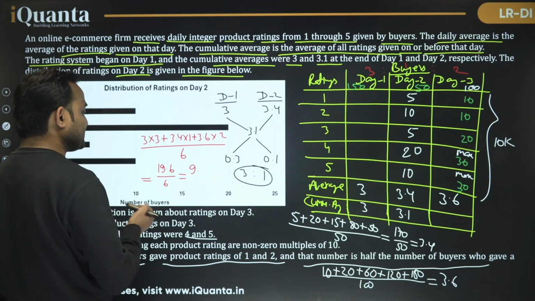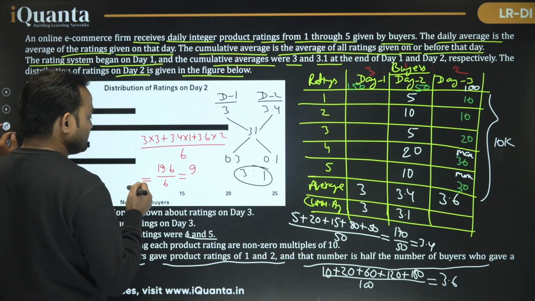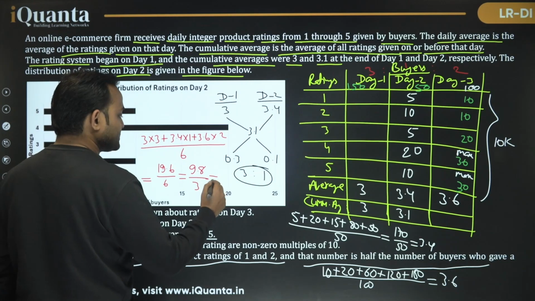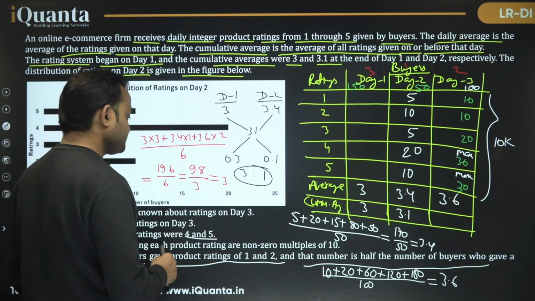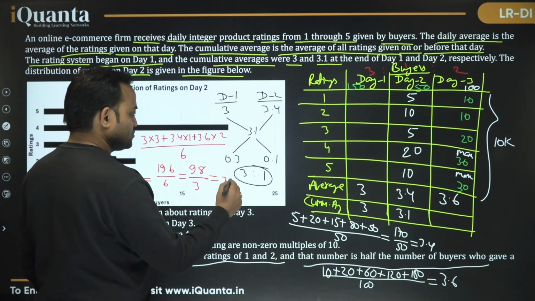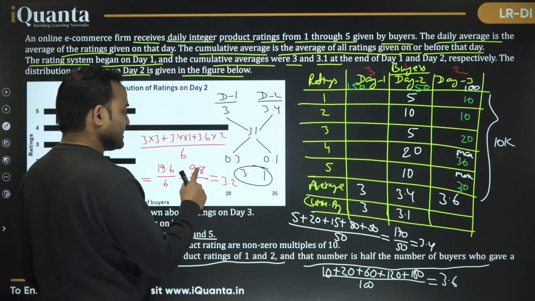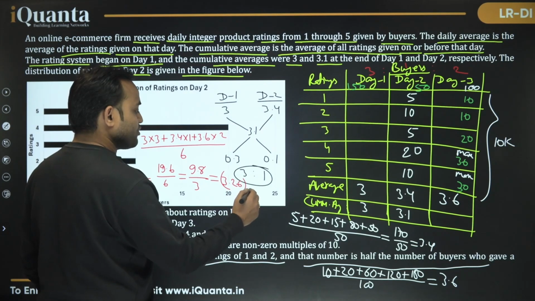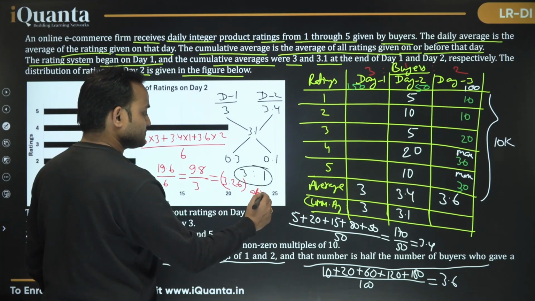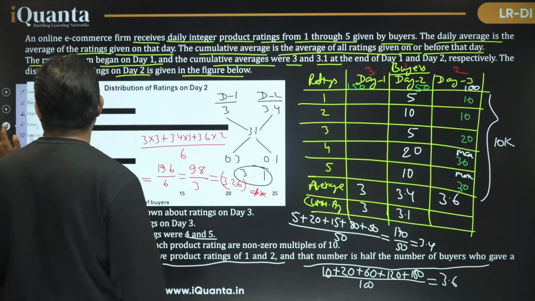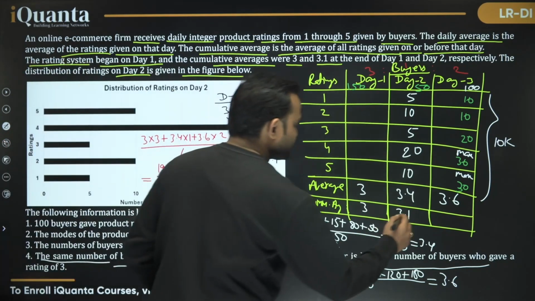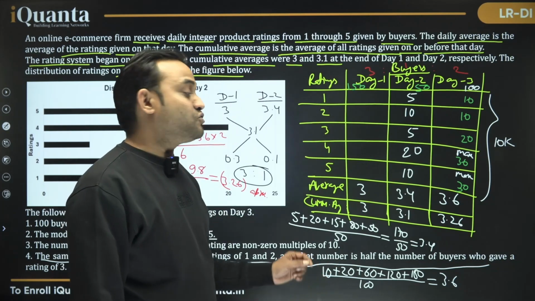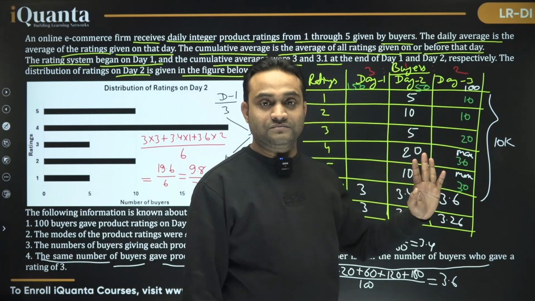Or we can directly divide this. This will be 9.8 upon 3, which is equal to 3.2 and then 6 times approx, right? 3.26 approx. So let's write it down here. 3.26 approx. This is the cumulative average on day 3.